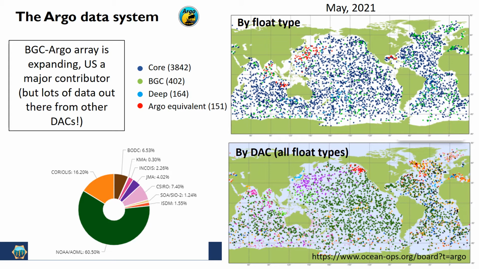The two maps here show all of the Argo floats that are operational. The top one shows floats listed by float type. So the BGC floats that exist currently are in green. There's 402 listed there. And then below that image is an image of all floats listed by Data Assembly Center. So the U.S. contribution is in green, and the GO-BGC array will continue to contribute to the U.S. BGC Argo contribution.